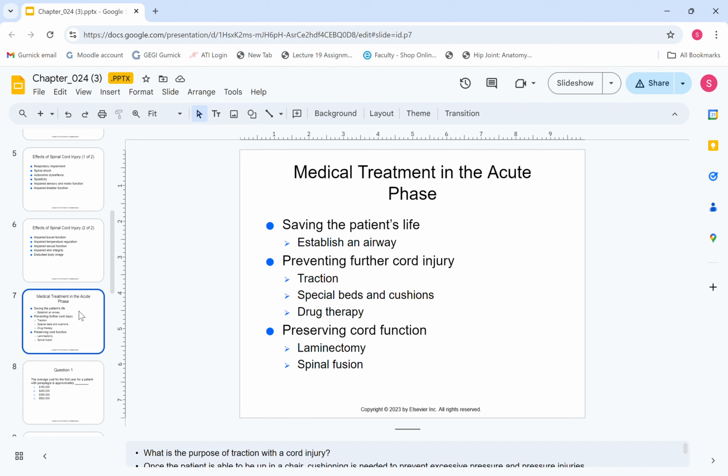Medical treatment in the acute phase. Well, the most important thing is to save the person's life. Now, if we have an injury above C5, C for cervical, 5 for where those nerves are, coming out of that fifth vertebra area, we said that these people are going to have trouble breathing. So the first thing is to save their life. Get to them fast enough to give them rescue breaths.